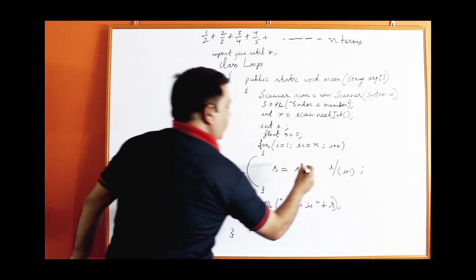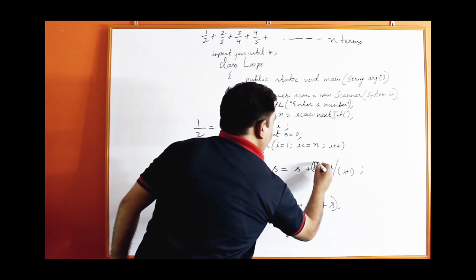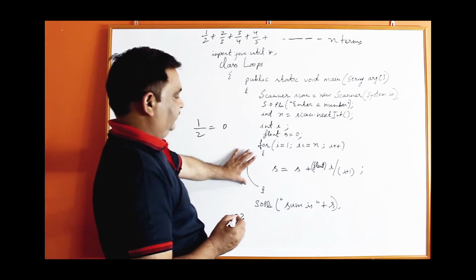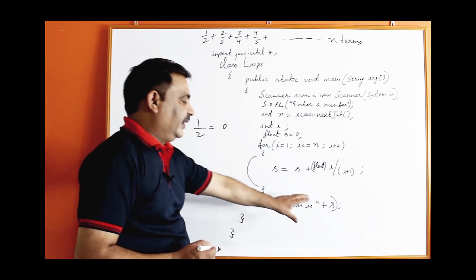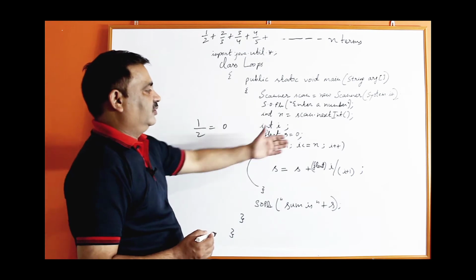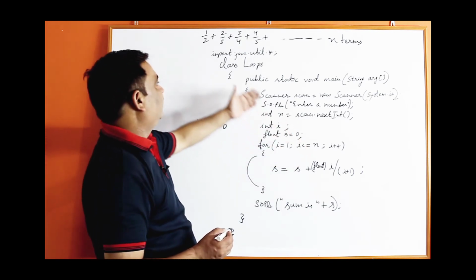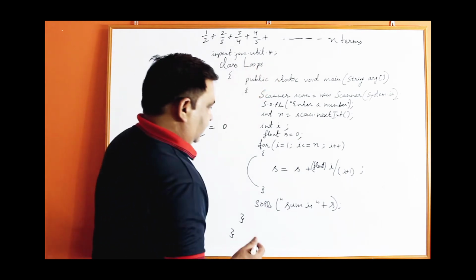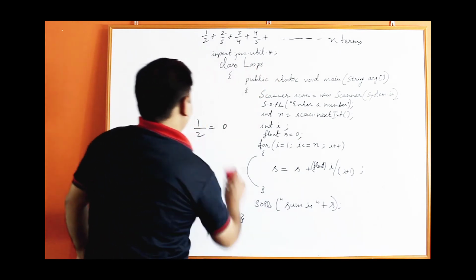So typecasting is required here. Write float in the bracket, it is explicit typecasting. Now you will get the exact result, depending on the value of n. Whatever you input, you will get that series. Let us continue with the next program, the next series program.